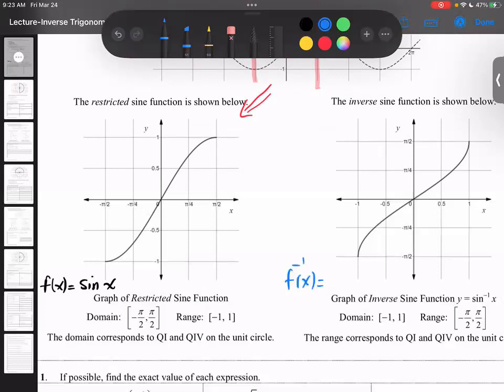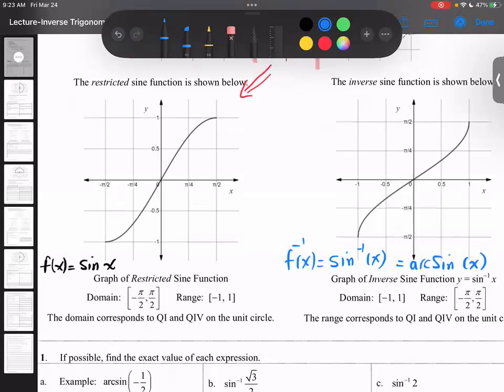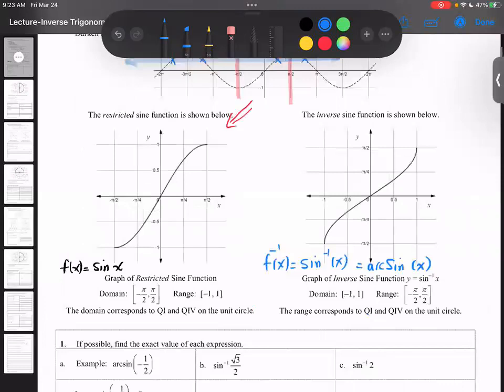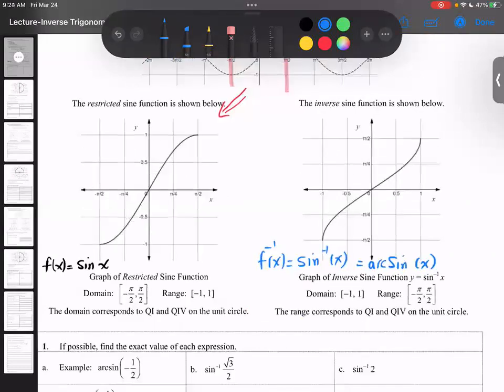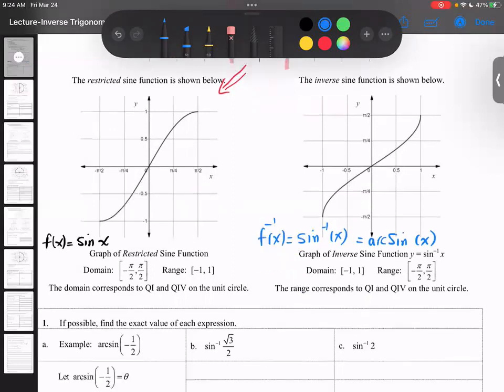f inverse of x is sine inverse of x, although if you read a textbook, they write it as arcsine of x, which is the same notation. I prefer the first one because it's shorter. The domain now is from negative 1 to 1, and the range is negative pi over 2 to pi over 2. That's corresponding. So for sine inverse, the range corresponds to quadrant one and quadrant four. Remember that, because it'll help you solve problems later.